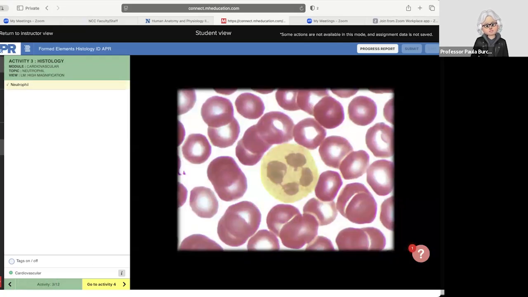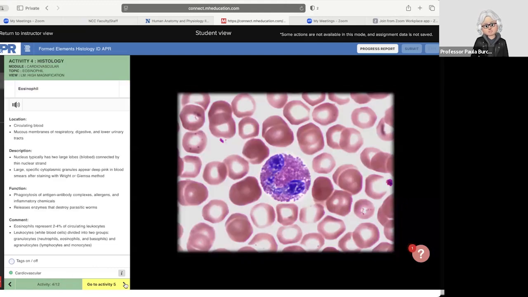So let me get rid of the highlight. See there? So that's going to be the difference. Plus, it's going to have more lobes. But this is actually one lobe here, and this is one lobe here. It's just that it's partially covered up by the granules.